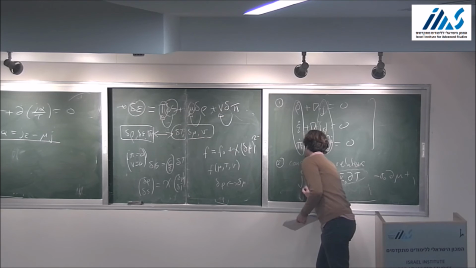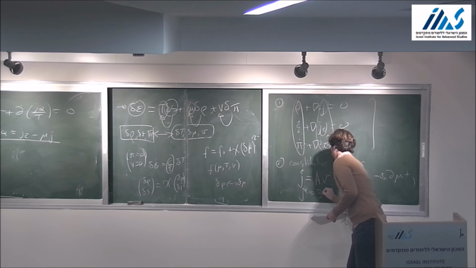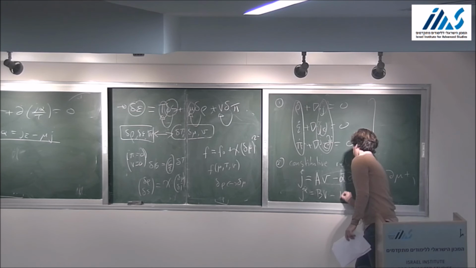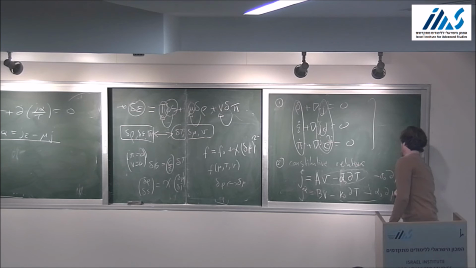So similarly, J_Q. So we're going to work in terms of J_Q is some number times V minus alpha 0, maybe even bar. Okay, so alpha 0 bar. It's going to be kappa 0 times dT minus some alpha 0 d mu. And then there's momentum.